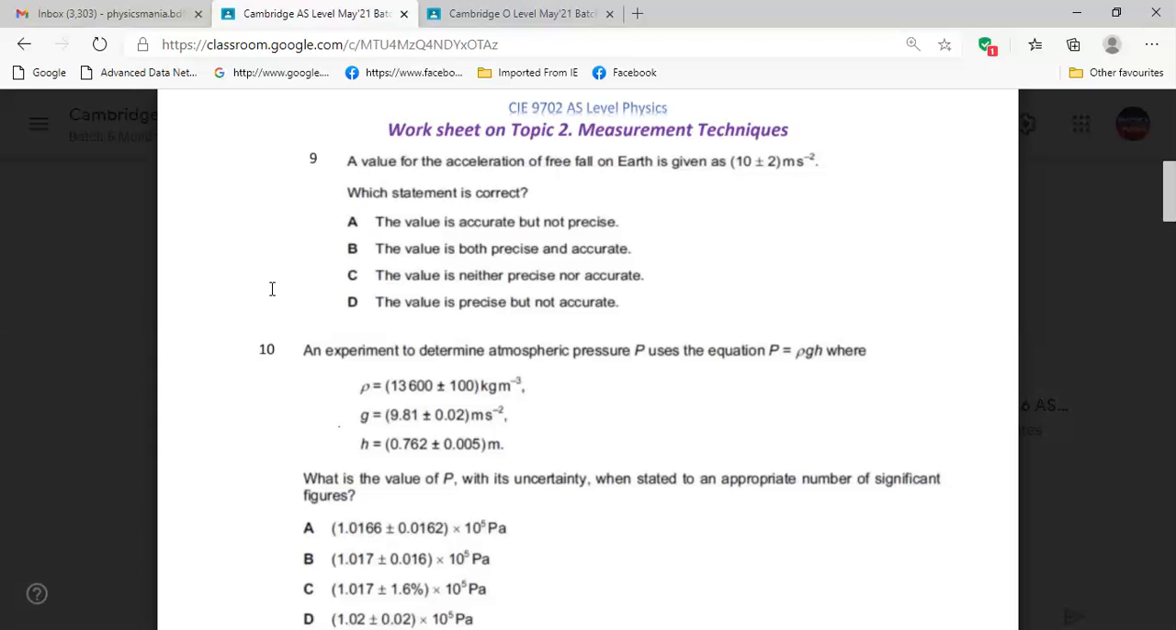So you can write that why it is not precise. At least I wrote that, sir. Yeah, it's not precise because the error or the uncertainty is too large. That is 20%. Yes, sir.